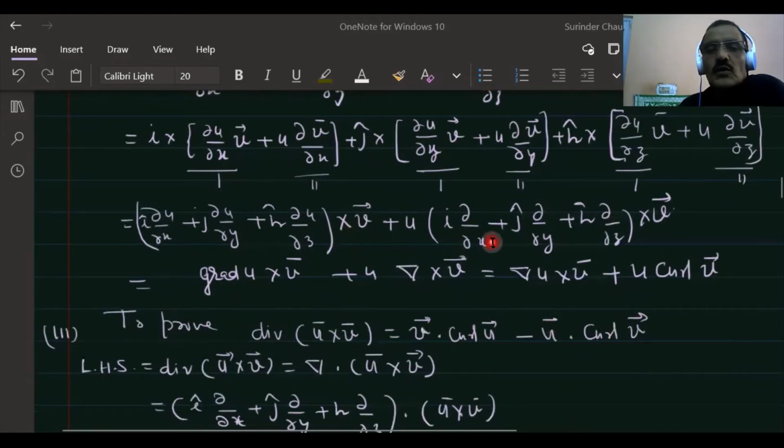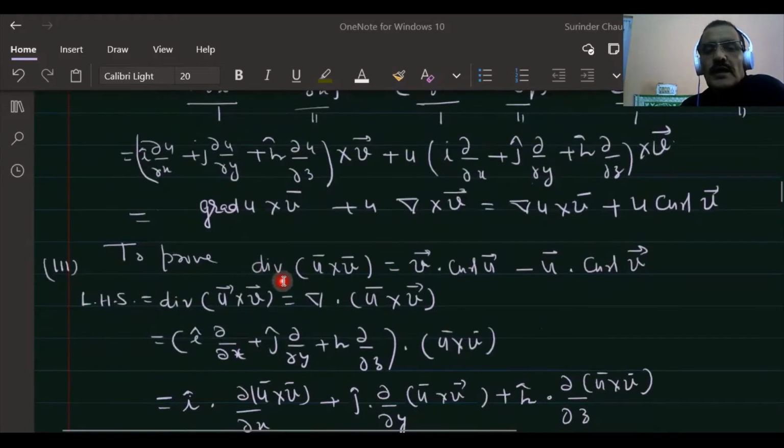Now substitute the value. This del of u becomes gradient of u. It contains simple notation because if del operates upon a scalar function, this will be gradient of u cross v vector plus u, and this is del cross v, which is the curl of v. Similarly, the third result is to prove that the divergence of u cross v is equal to v vector dot curl of u vector minus u vector dot curl of v vector.